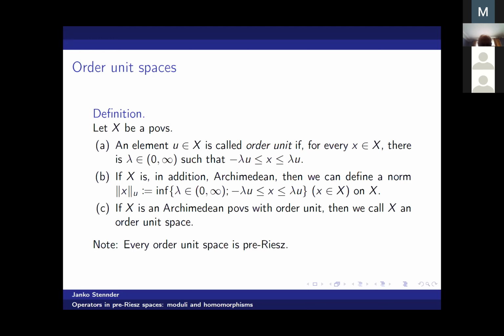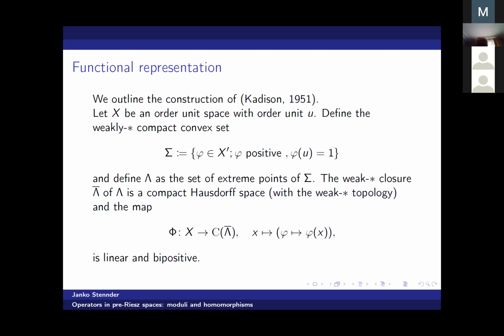And order unit spaces are really the basic objects to consider when you want to investigate Riesz star homomorphisms and the other generalizations, because they have a really nice vector lattice cover, which I'm going to shortly outline here. The vector lattice cover, which will be given by a space of continuous functions, is constructed as the functional representation, which was done by Kadison in 1951.